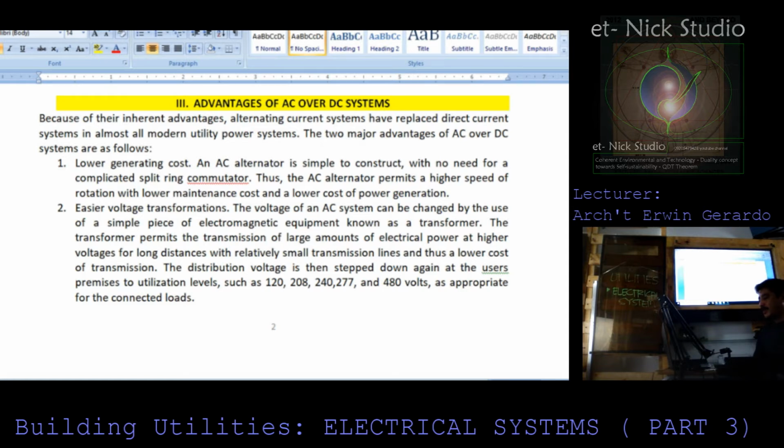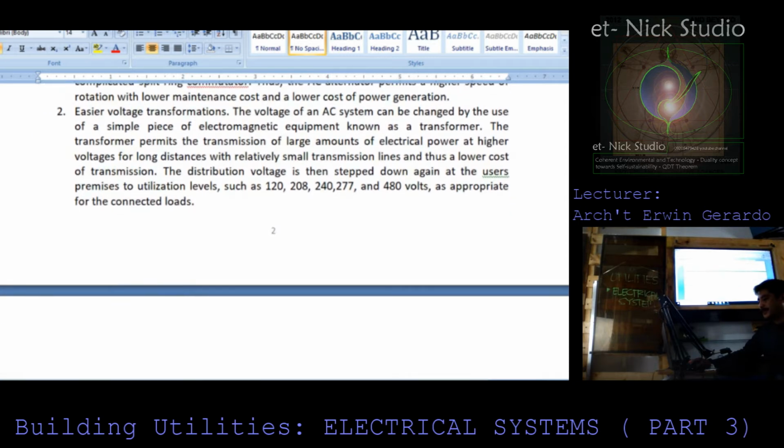The distribution voltage is then stepped down again at the user's premises to utilization levels such as 120, 208, 240, 277, and 480 volts as appropriate for the connected loads.